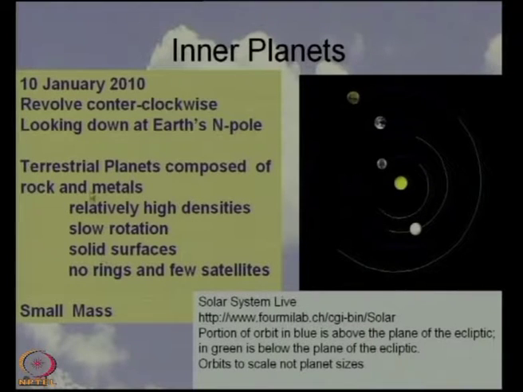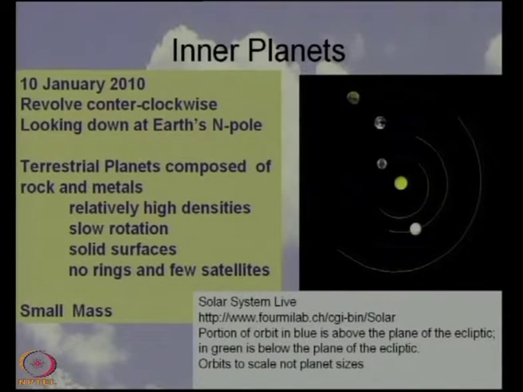They have slow rotation, and the surface of these planets is solid, and they have no rings and few satellites. The Earth, for example, has one satellite, the Moon. So, all of these planets are solid, they rotate slowly, and they have few satellites and no rings. These are also referred to as the small mass planets. They all have small mass.